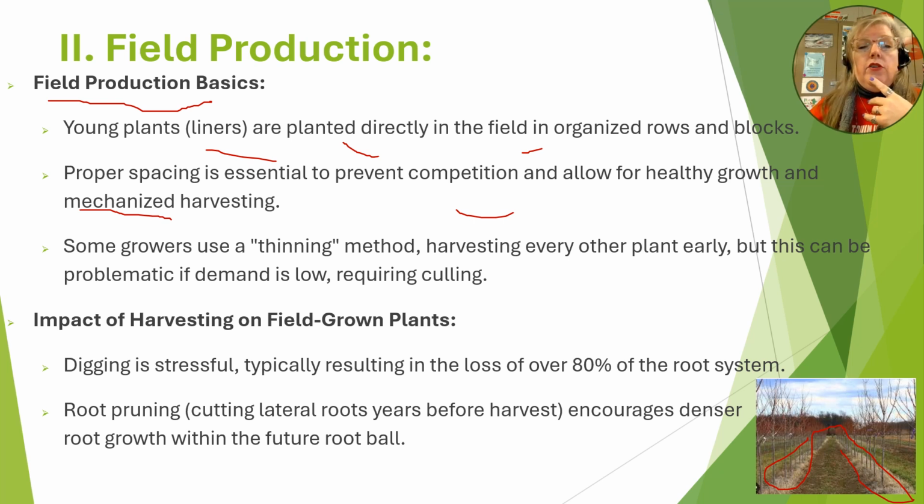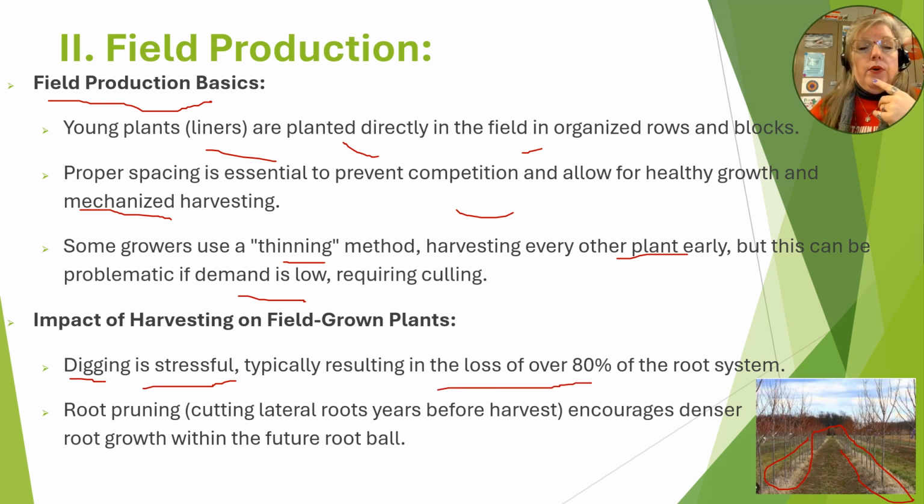Some of the growers use a thinning method, which means they harvest every other plant early so they can spread them out. But this can be problematic if the demand is low, requiring culling. If nobody's buying these plants, what are you going to do with them when you pull them out of the ground? So some of the impact of harvesting on the full-grown plants: the digging is very stressful to the plants, resulting in over 80% of the root system being lost.